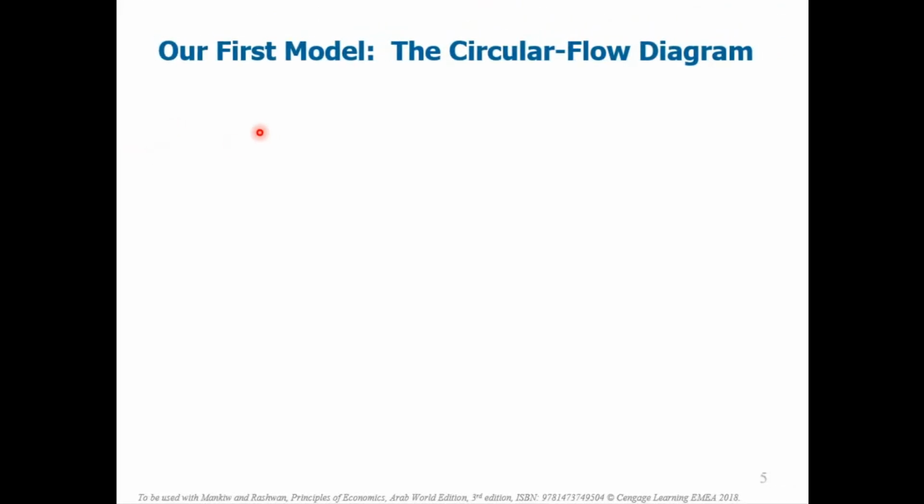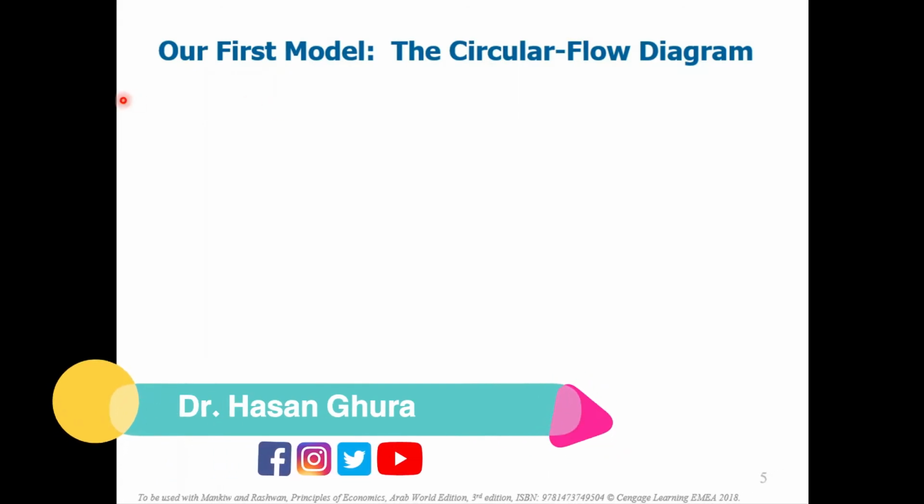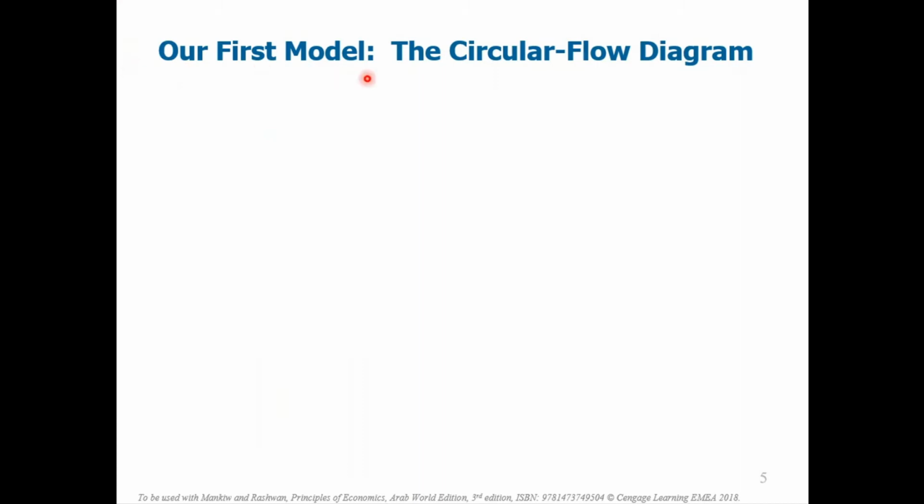Economics is not different from other subjects or other topics. In economics also we show models. Here we are going to show you two models about economy. The first model is called the circular flow diagram. Why do they call it circular? Because it's like a blood circle.